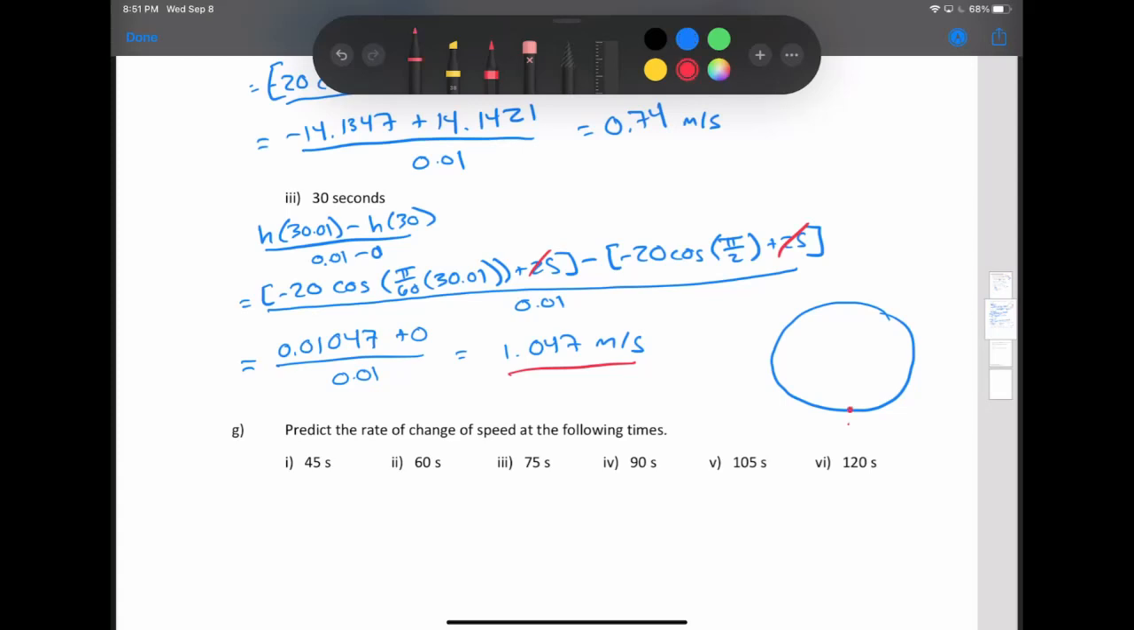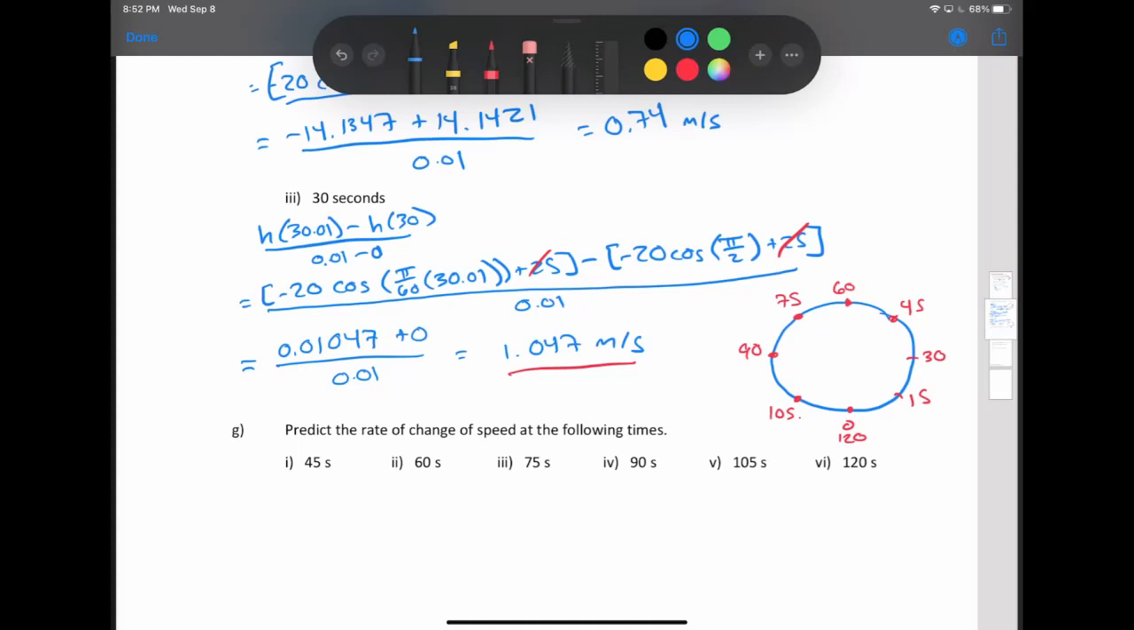This was 0 seconds. This was 30. This was 15. This is 60. This would be 45. This would be 90. Halfway between there would be 75. Halfway between there would be 105 seconds. And then we're back at the bottom at 0 or 120 seconds. Okay, so how is that useful?